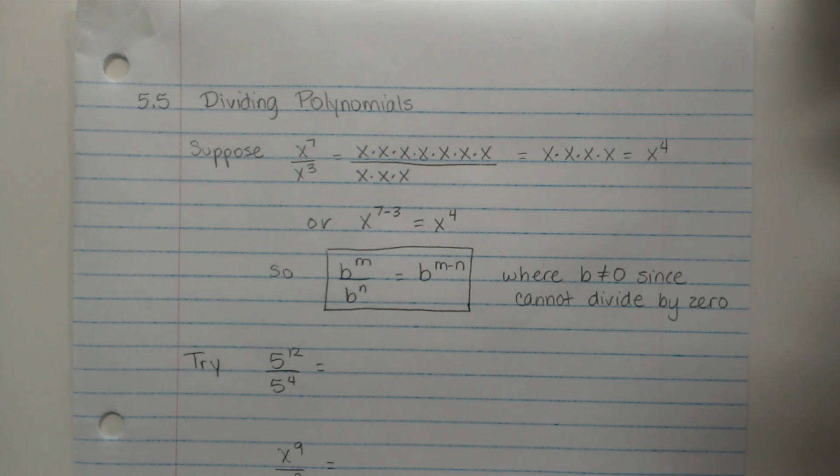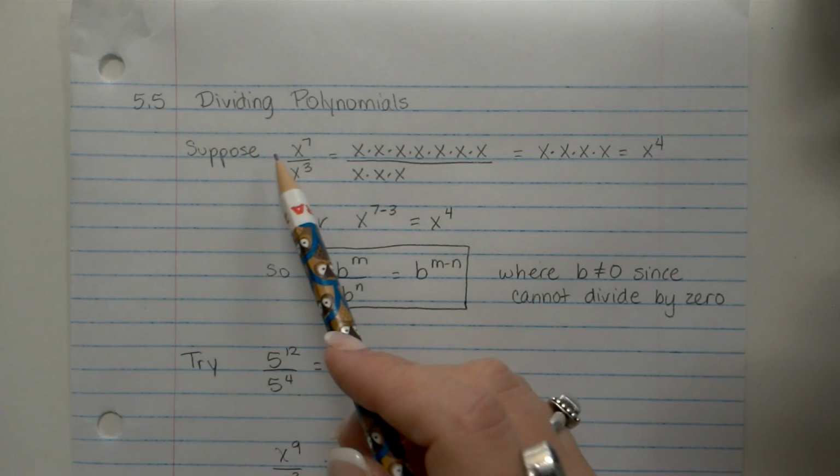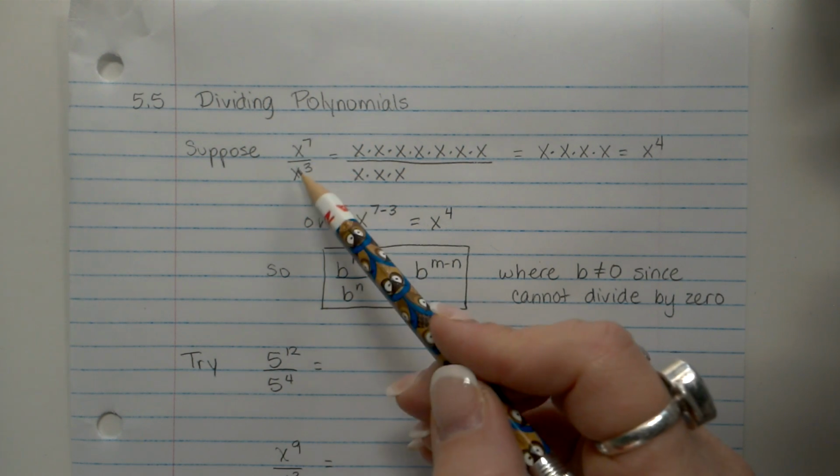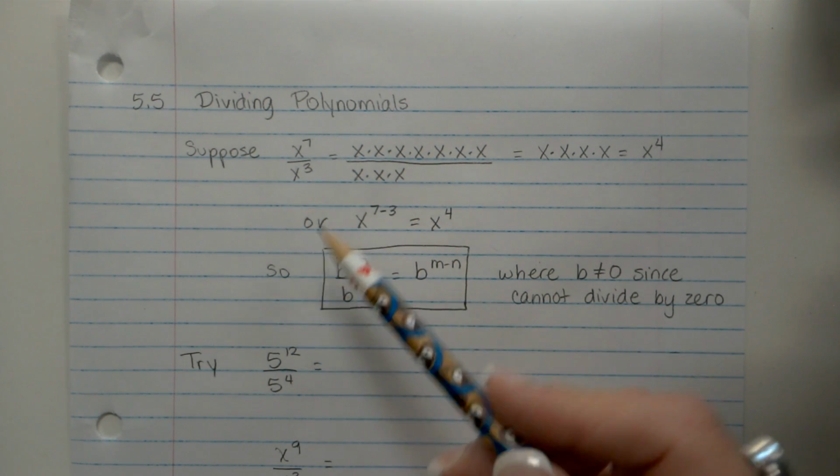In this video, we're going to be talking about how to divide polynomials and monomials, using 0 as an exponent, and raising fractions to an exponent. So first, we want to look at what it means to have a variable to a power divided by the same variable to a power.